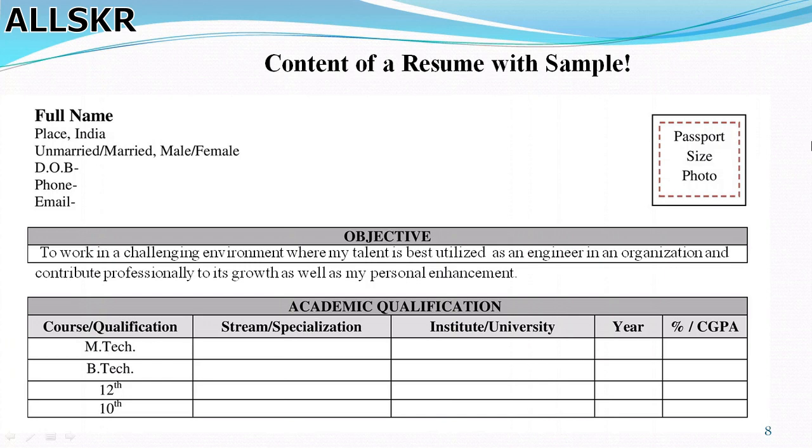After the objective section, we should include academic qualification like this. I have used a tabulated form, including this information. As you can see, qualifications should be listed in reverse chronological order. That means most recent degree first, and so on.